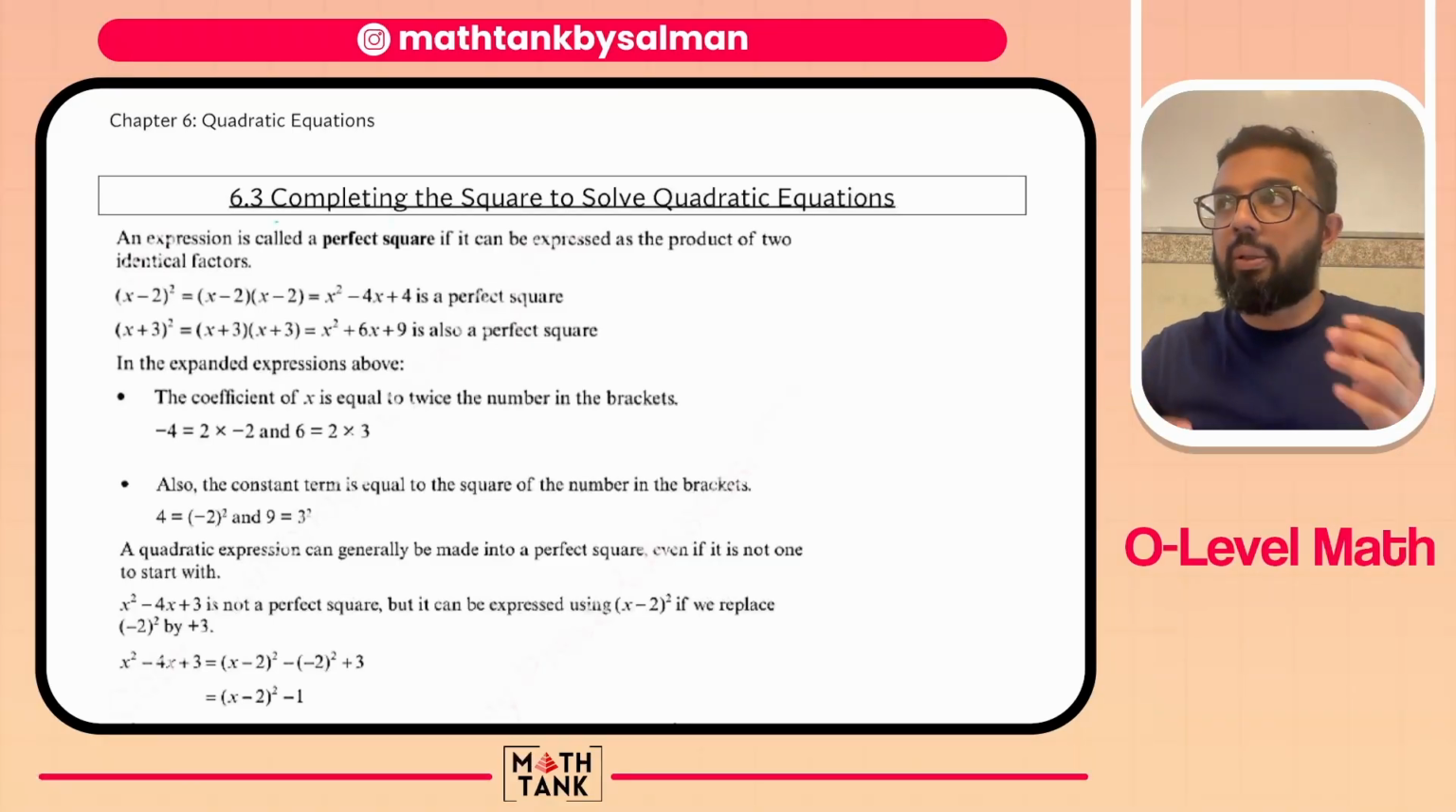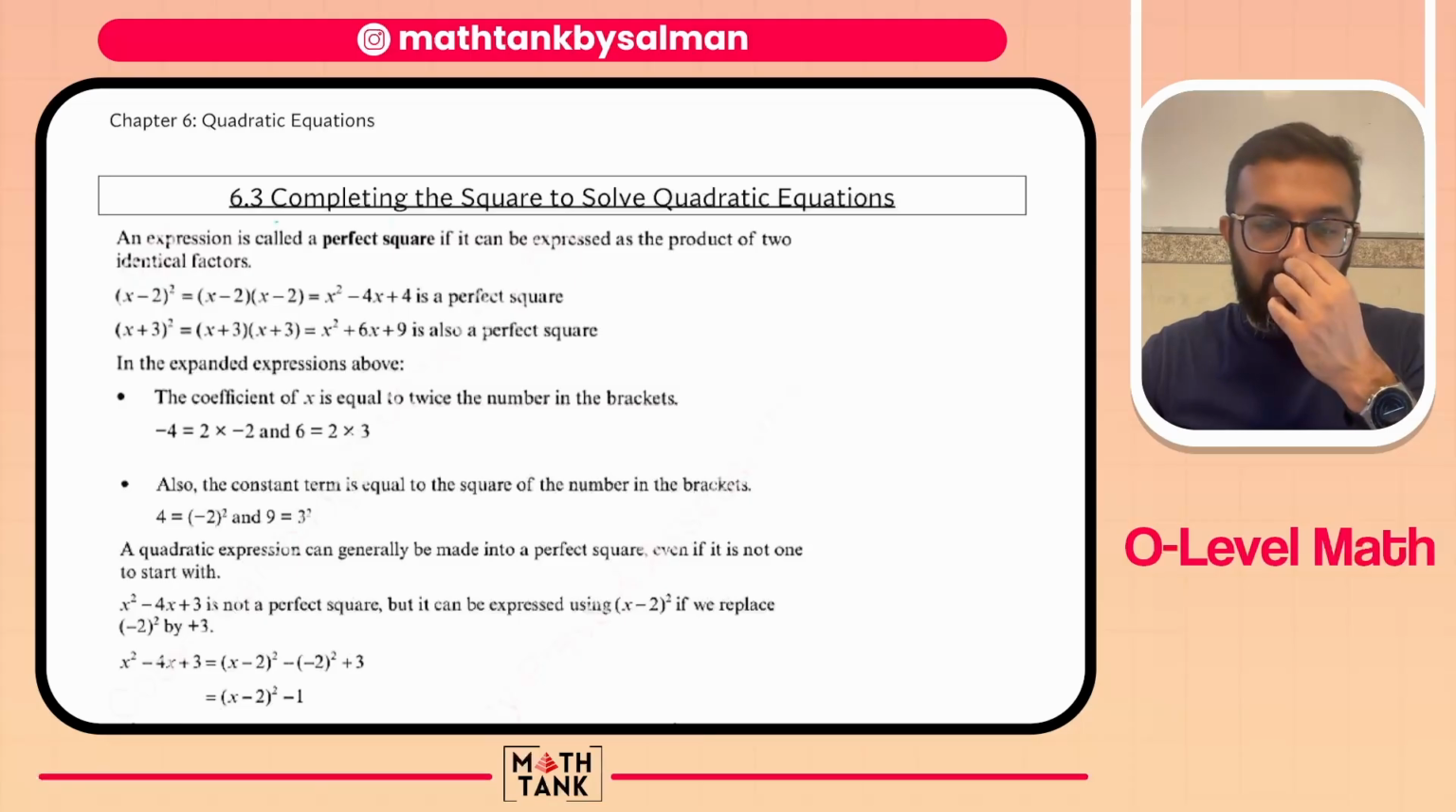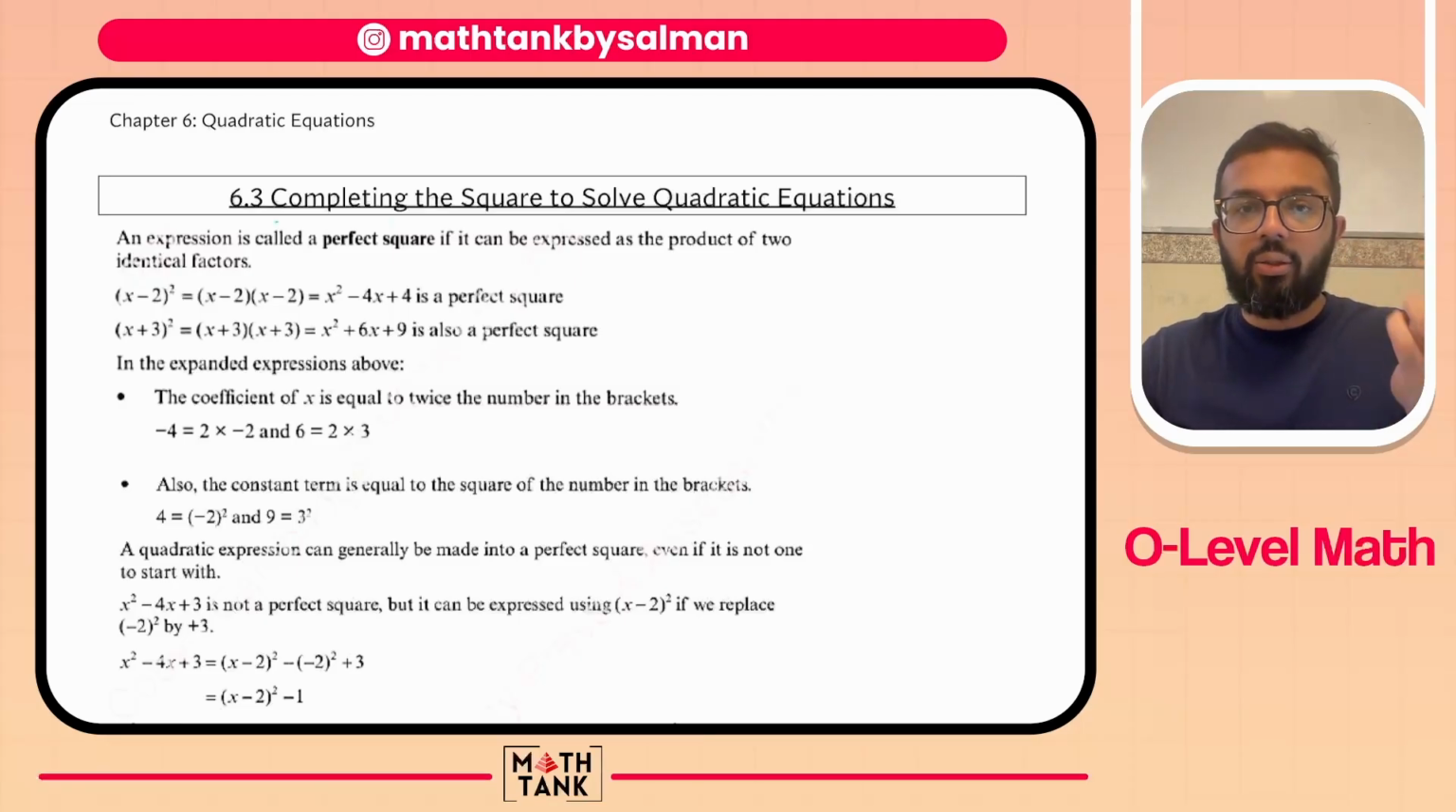In the last class, we did quadratic equations and we solved them using factorization. We also used the quadratic formula to solve those quadratic equations. What we're learning about today is completing the square. Now, I know that completing the square bothers a lot of people, whether they're in O levels or A levels. It constantly bothers a lot of people.